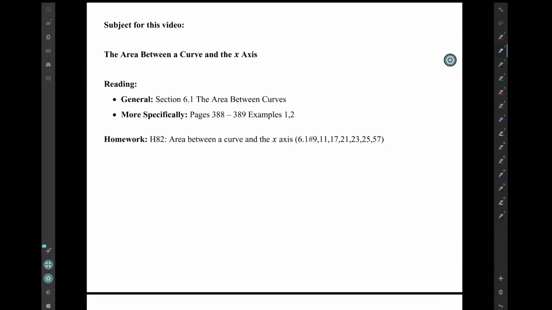Hi, I'm Mark Barsamian. In this video, we'll be discussing the area between curves. This material is from section 6.1, just the first couple of pages of that section, and just the first couple of examples. The corresponding homework is this set of 9 exercises from section 6.1.